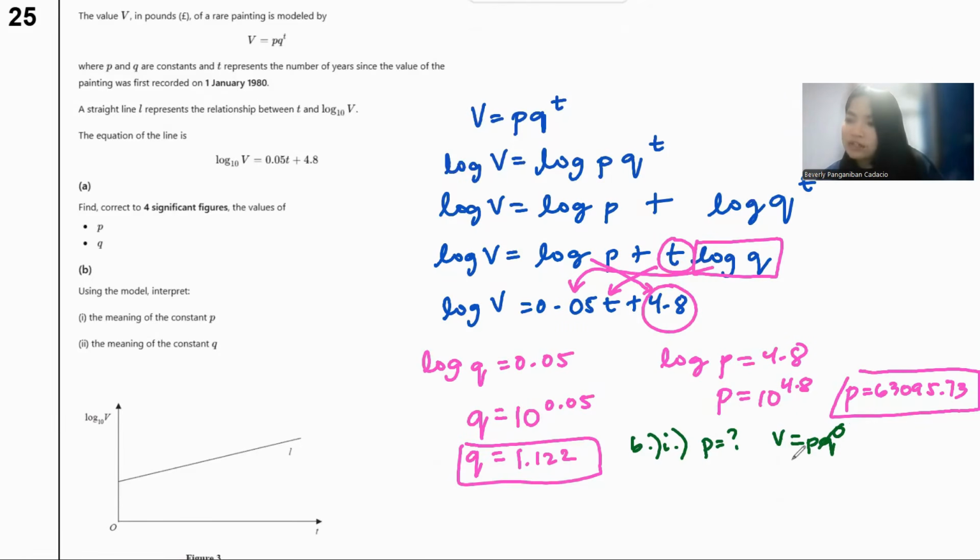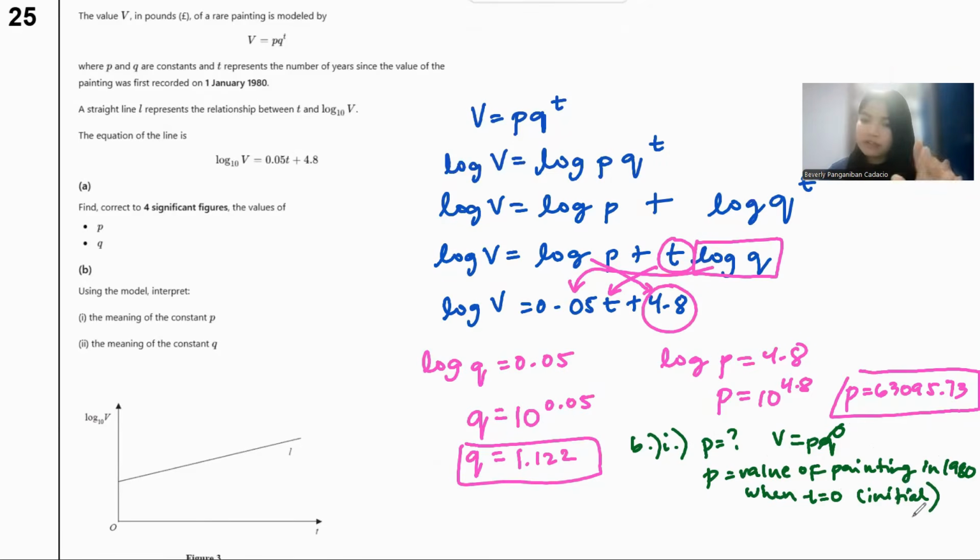Therefore, P is actually the value of the painting in 1980, or when T is equal to 0, or the initial value. That's it. I want to see something with T is equal to 0 or the initial value in 1980, and we're good. You're going to have that mark. Okay, let's go with B2.